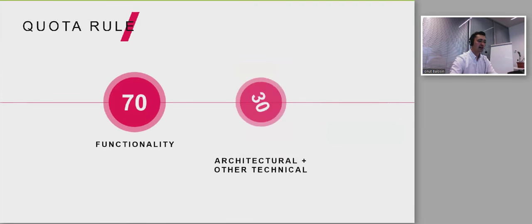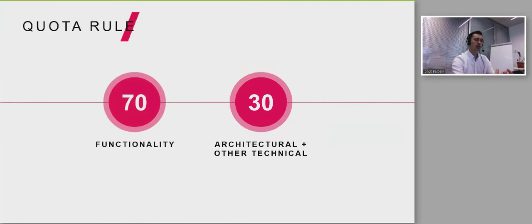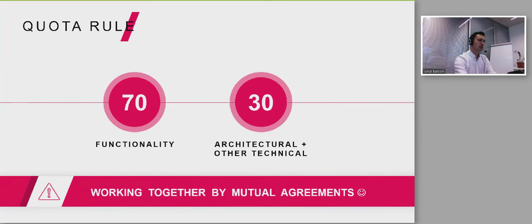What we ended up with, because it's not so easy to align with the product owner, at this stage we created some sort of mutual agreement that our product is a mixture between functionalities and architecture plus other technical things in different proportions. For example, functionality is 70% and architecture and other technical is 30. You might say that yes, but it's still a rule.